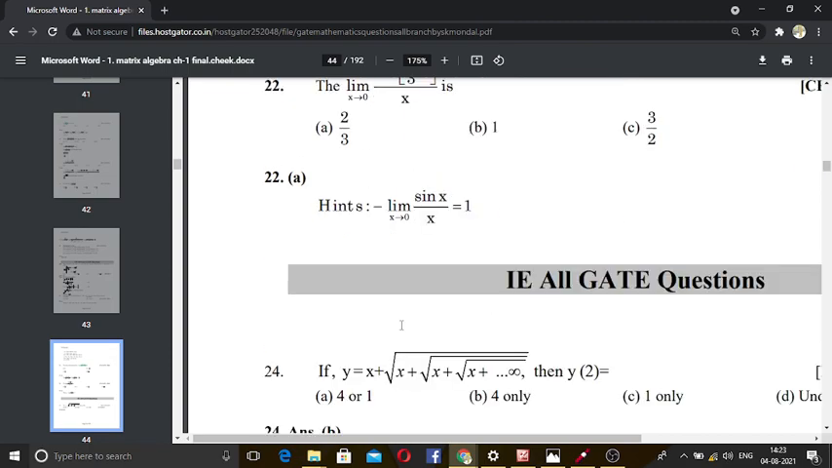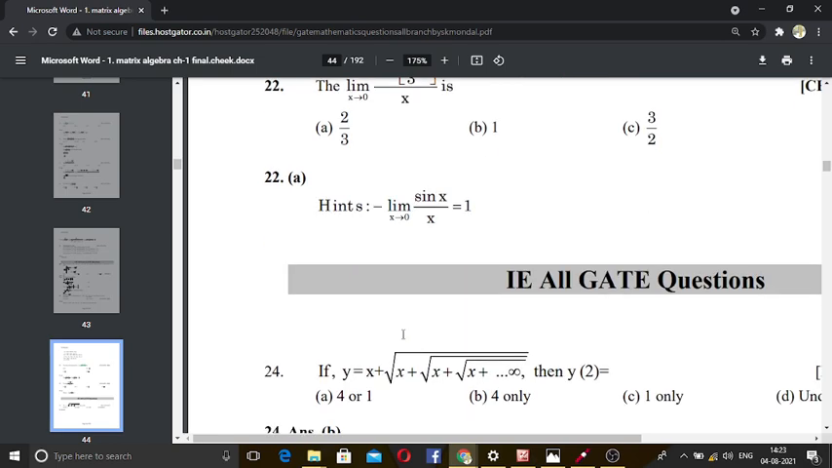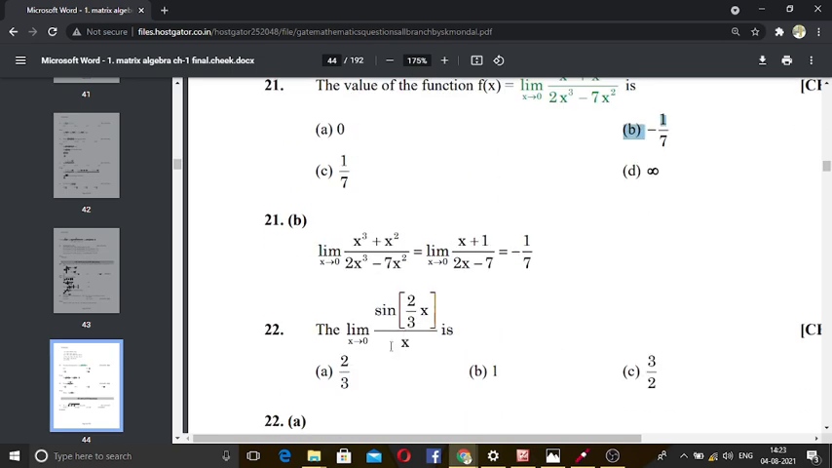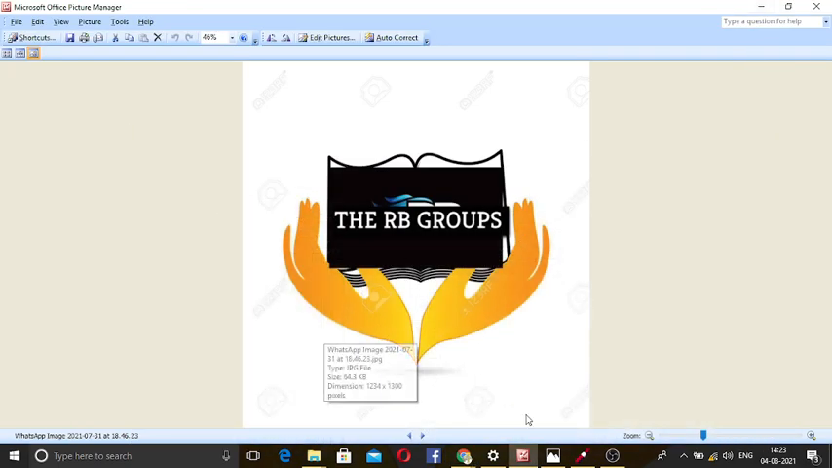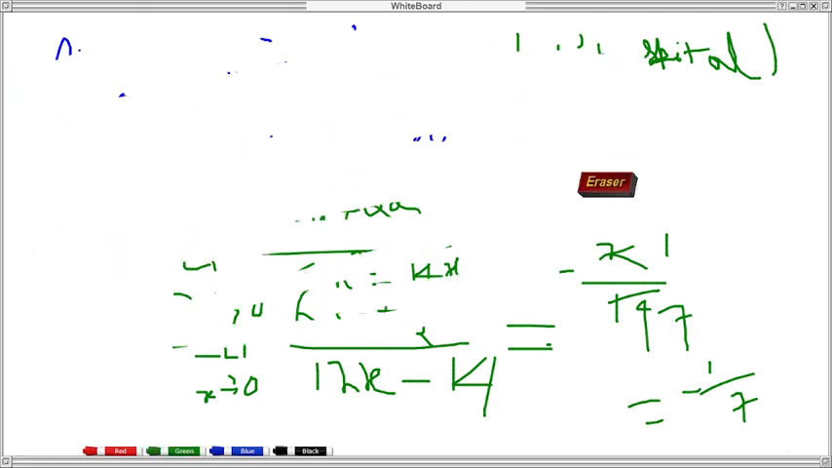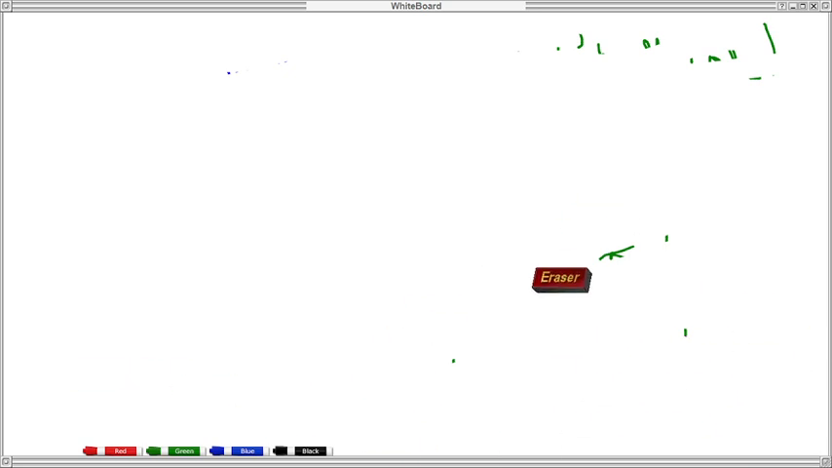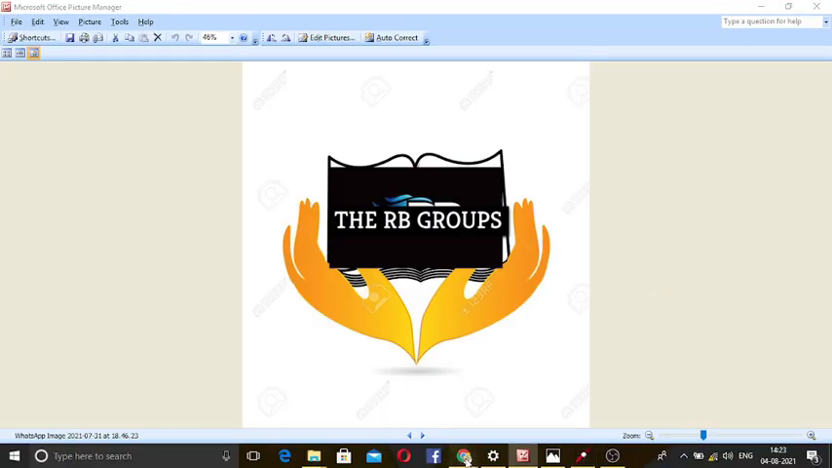Now the next question. What is our question? This question says sine 2 by 3x. This is also a very simple and common question, not a very vast question. I am calling this simple.